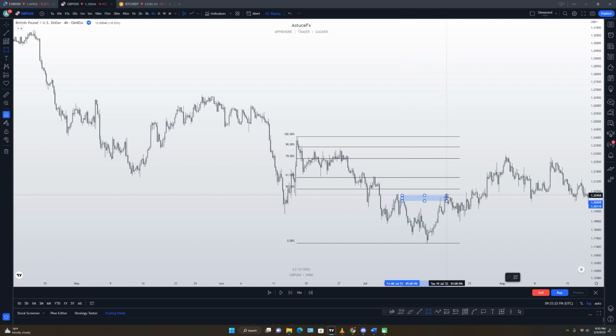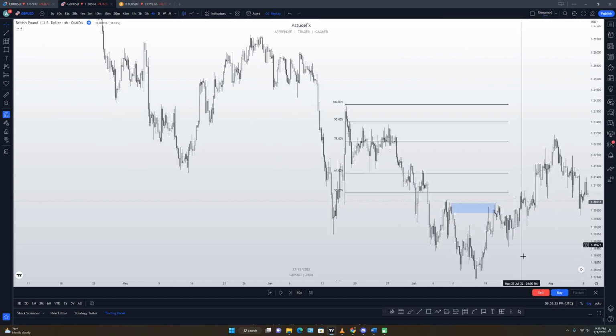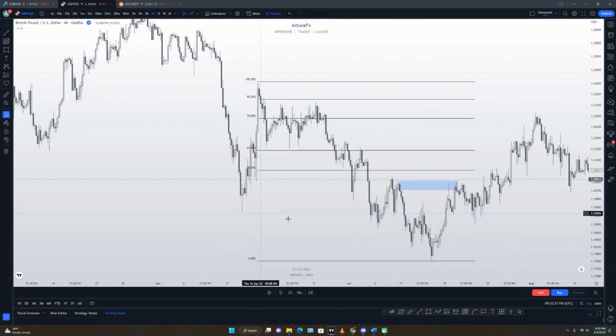See, this one is another block, but it didn't play out. The reason it didn't play out is actually that it didn't break any major structure. This is the first reason.